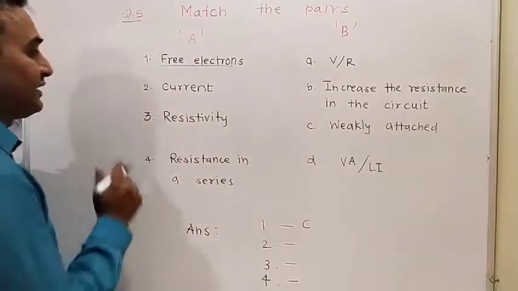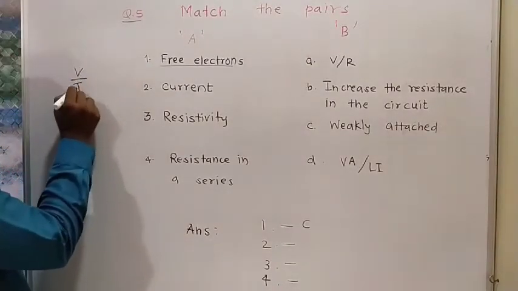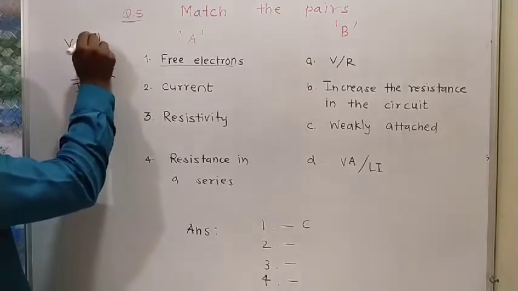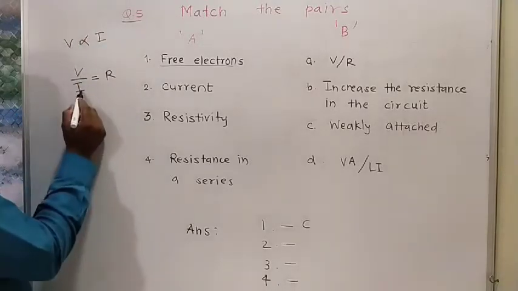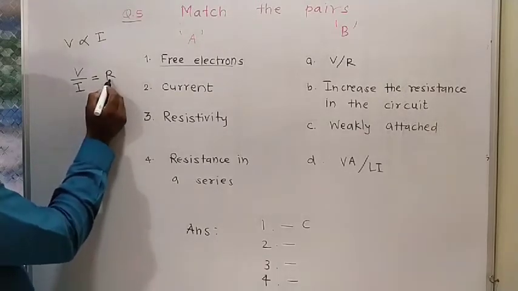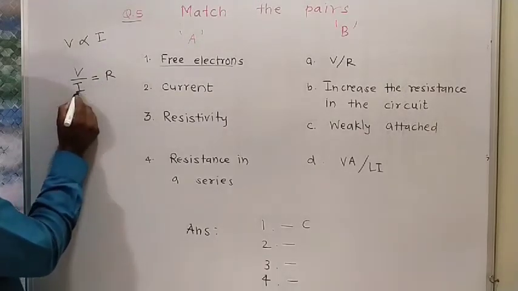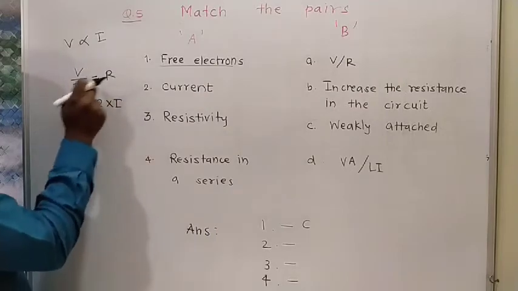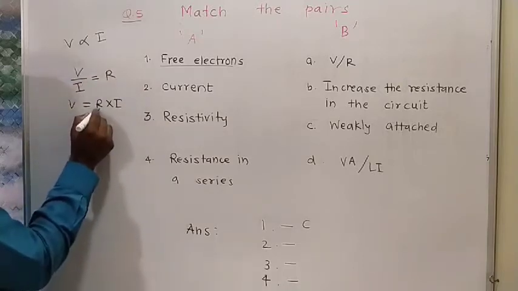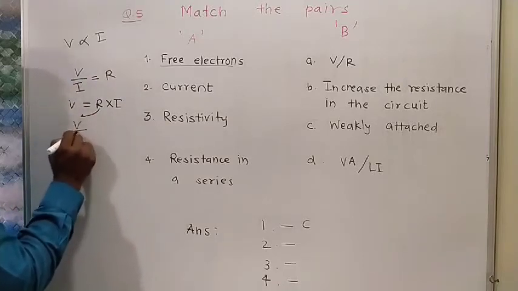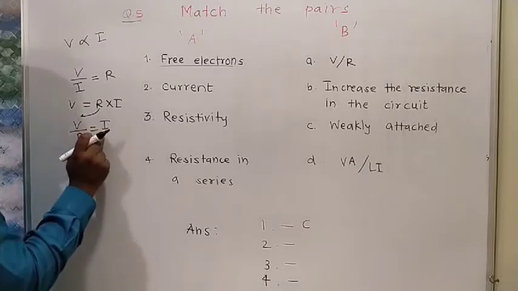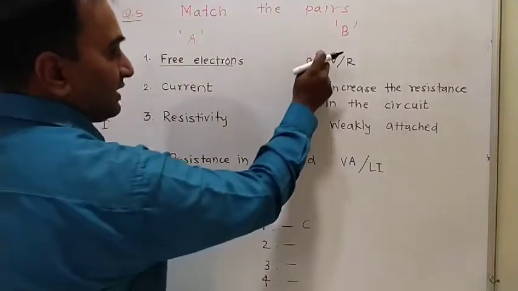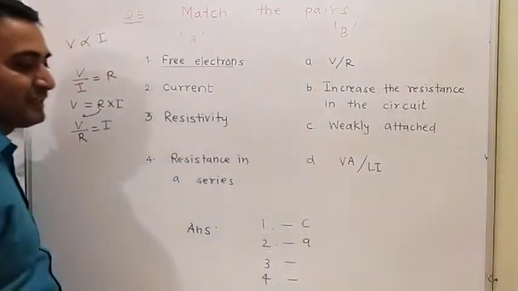Second, current. See here, we have V divided by I is equal to R. That is, V is directly proportional to I. So V divided by I is constant and this constant is resistance. So see here, if V is equal to R into I, R will transfer to the other side for division. So V divided by R is equal to I, that is current. So what is current? Current is equal to V divided by R. So for the second, the option is A.